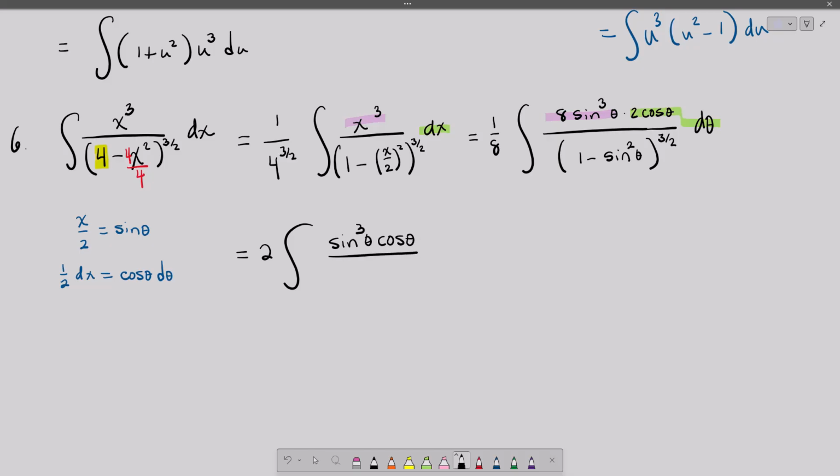And then down below, the whole point of picking sine is that this becomes an identity. 1 minus sine squared is cosine squared. Cosine squared to the 3/2 is cosine cubed. So that's our next step. All right. Now a cosine will cancel. And we've got sine cubed over cosine squared.